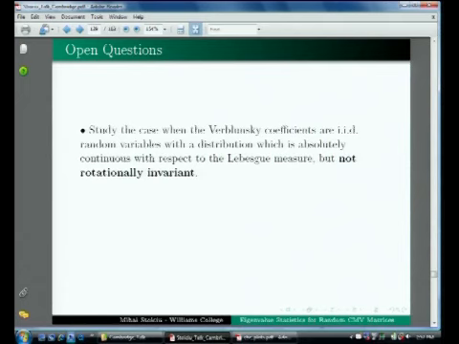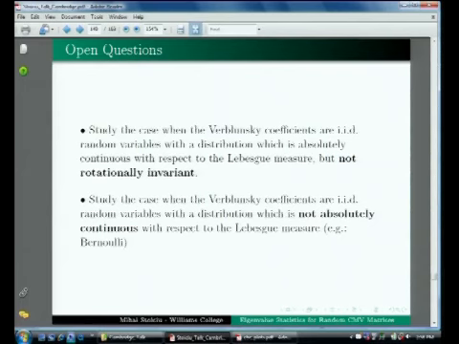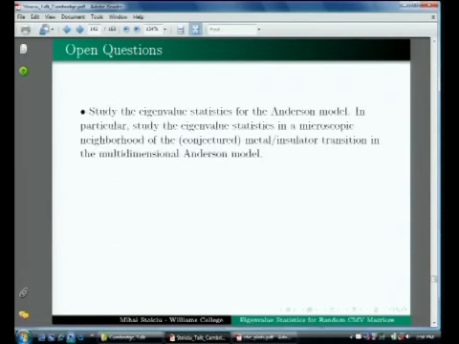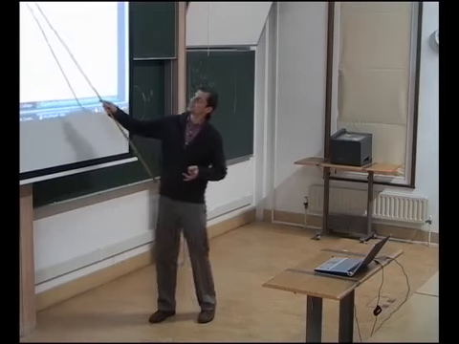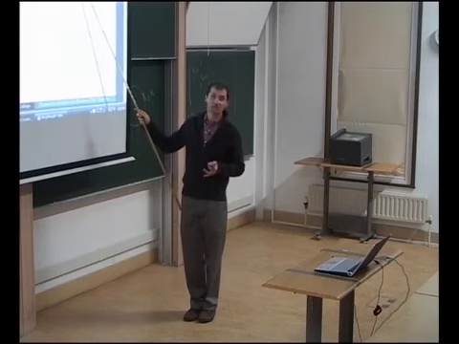Everywhere we assume that the coefficients in this matrix were rotation invariant. We can't do anything in the case when they are not rotation invariant. That's a very, very critical assumption for our analysis. So understanding anything about this would be interesting. Also, replace this and study the spectral type, even in the bulk, when the probability measure is something like this for alpha 1 or alpha 3. So these are very interesting open questions.